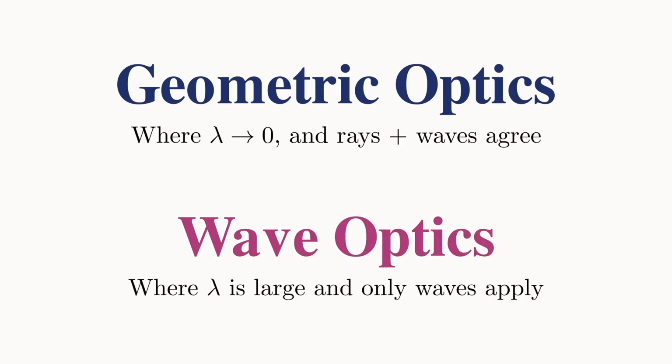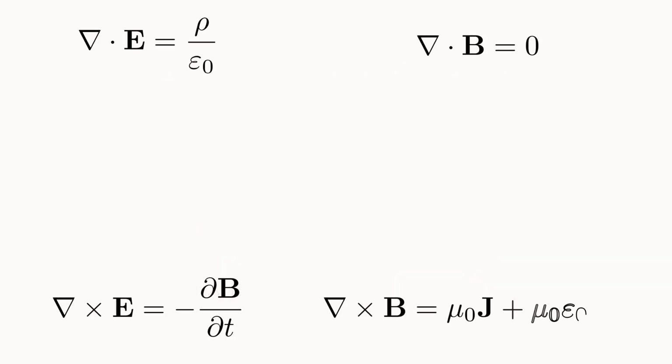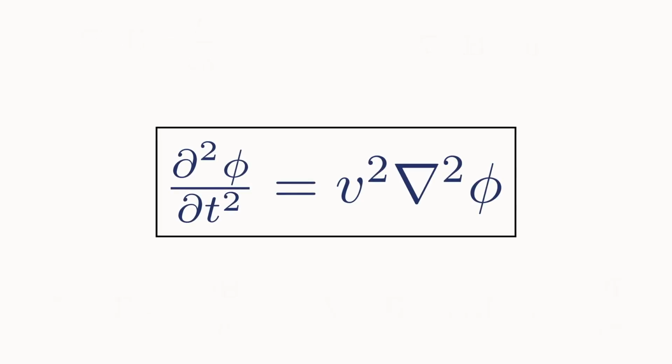In fact, by the early 1900s, Maxwell's equations were already used to show that a light wave must satisfy this wave equation.